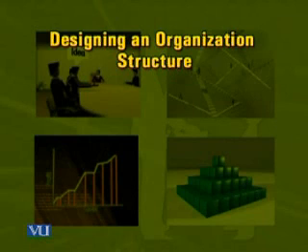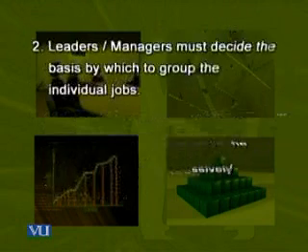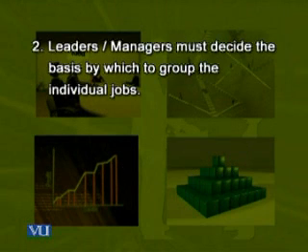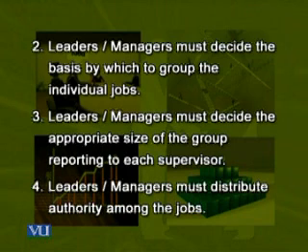While designing an organization structure, the basic steps, the basic concept, one should keep in mind is that leaders or managers must decide how to divide the overall task of the organization into successively smaller jobs. Leaders and managers must decide the basis on which to group the individual jobs that are assigned. They must decide the appropriate size of the group reporting to each supervisor. And when I'm talking about the general organizational structure, I'm not talking about specifically traditional or team-based organizations. I'm just trying to explain to you what this organizational structure means here. And you must distribute authority among the jobs.